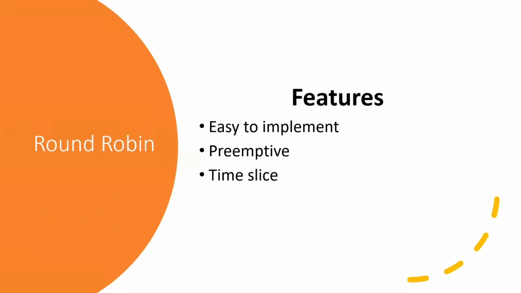Now, I would like to talk about features of round robin. The first one is that it's easy to implement compared to other algorithms, such as first in, first out, and shortest job first. Round robin algorithm is preemptive. And lastly, I would like to talk about time slice. These features give the processes equal opportunity to use the CPU.